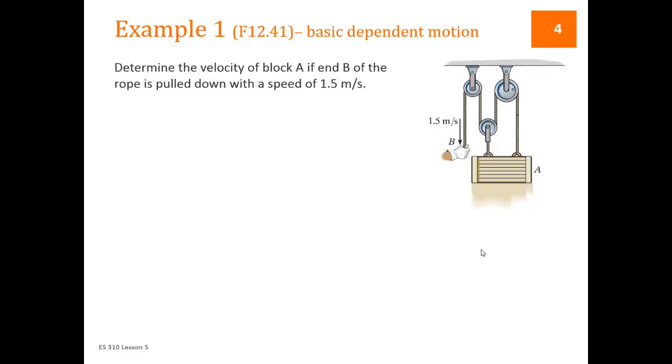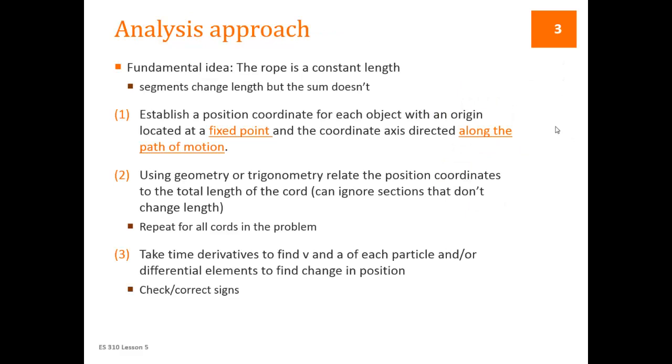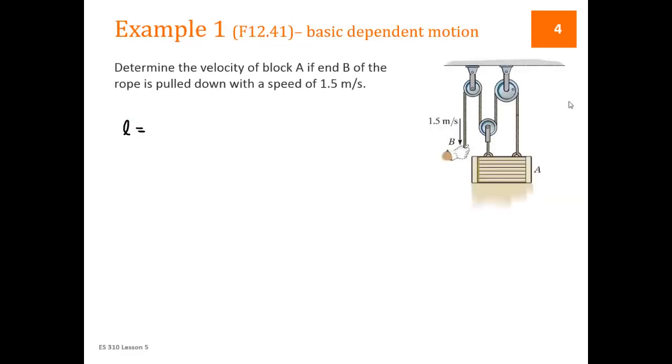So let's take a look at a basic example here. Here we have three pulleys, one rope, right? So the goal is to write the length of the rope in terms of the lengths of the segments. So, first thing on our list here was to establish a position coordinate for each object with a fixed point location. So if we pick this line up here as the datum, you can see that that's fixed, right? These pulleys don't move, they're attached to the roof or the ceiling. So that is our fixed point.